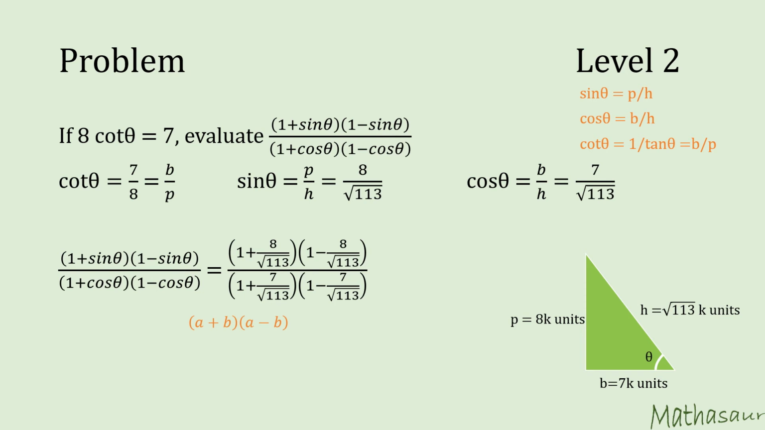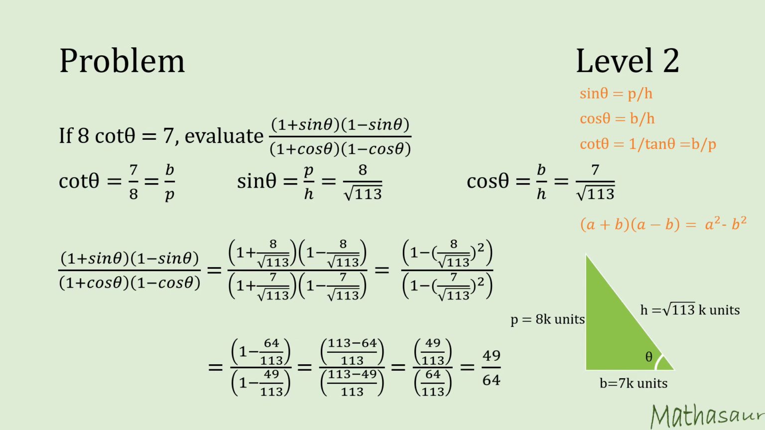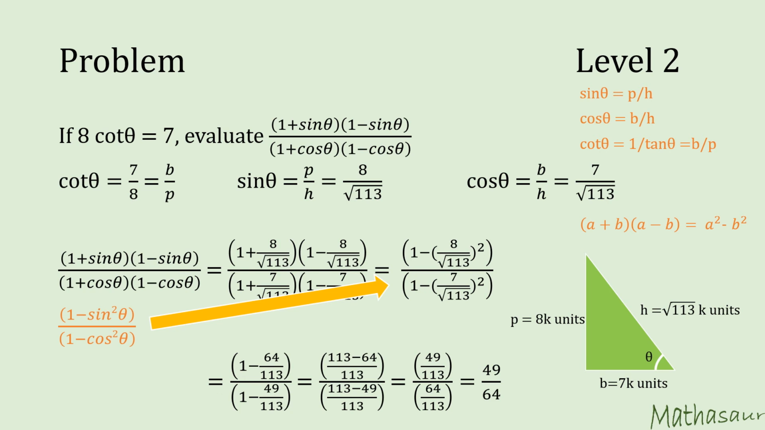Recall the algebraic identity, which is a plus b times a minus b. It is equal to a square minus b square. We can use this identity for the numerator as well as the denominator. Simplifying, we get the expression equal to 49 by 64. There was another way. We could have applied the algebraic identity to the expression first and then substituted the values.